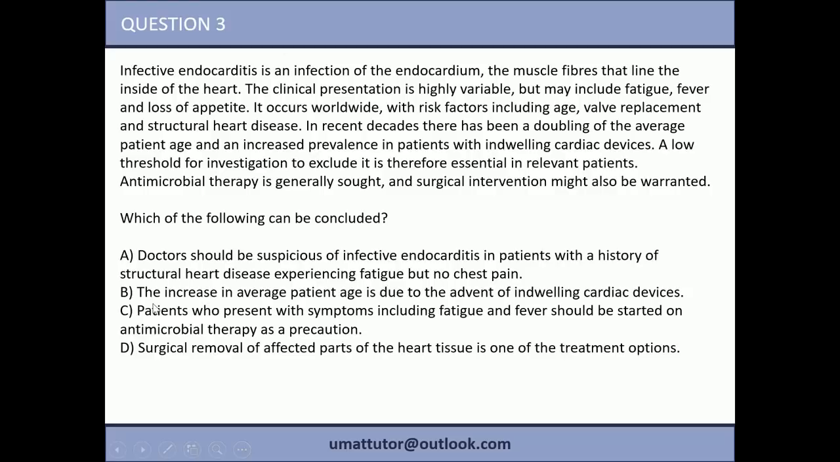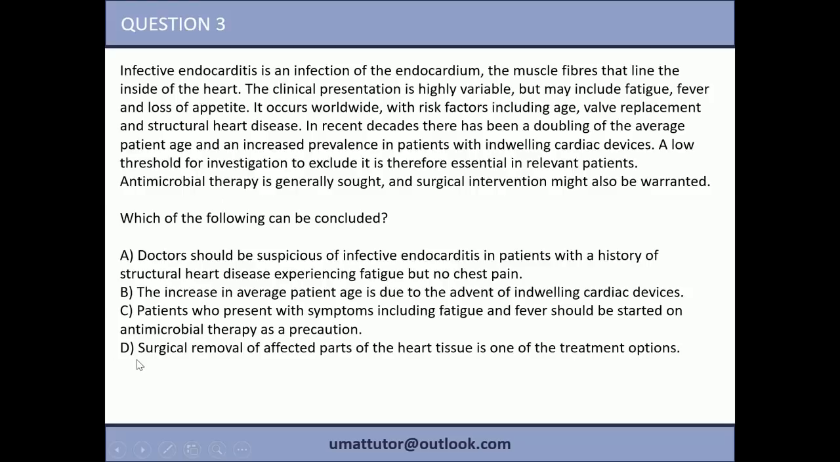If maybe it said older patients who have a history of structural heart disease and valve replacement come in with fatigue and fever, then maybe you'd think more closely, or you'd think it might be C. But it's a very vague answer in terms of symptoms, and it's a very definitely worded option in terms of saying patients should be started, and there's really no indication of that down here in the bottom where it talks about the different therapies.